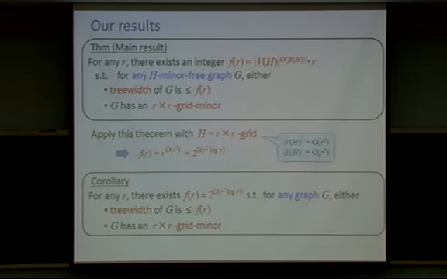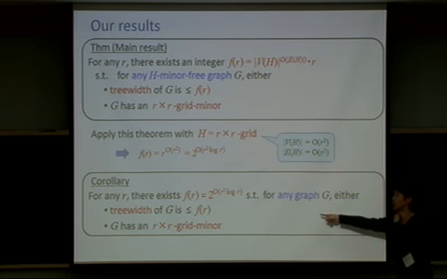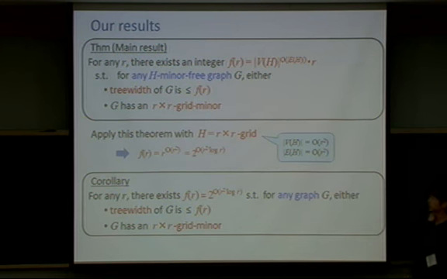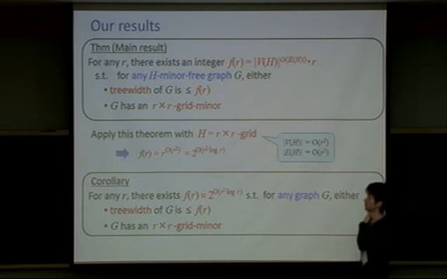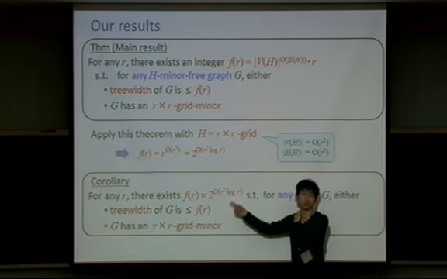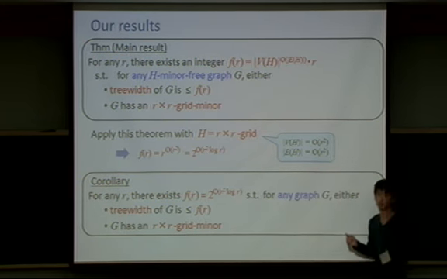So I will give a conclusion. I gave a proof sketch of a main theorem, and as a corollary, I have a bound for the general case. And the big open problem in this area is whether this bound can be improved to a polynomial of r or not.